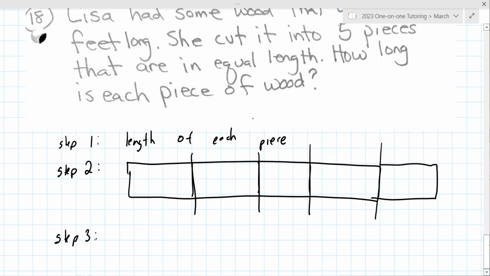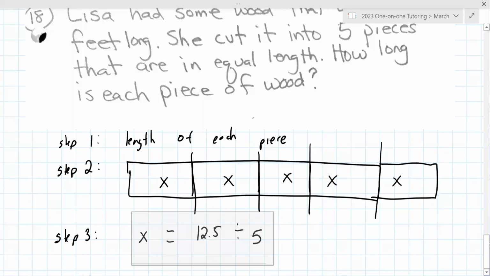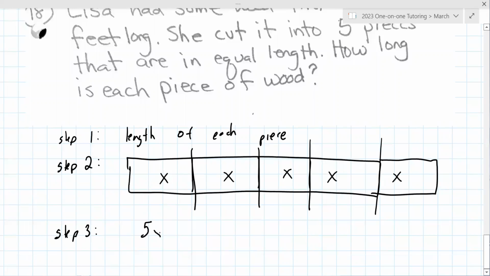Step 3 is to write an equation. Yes. So the equation this time is the length of each piece, call it X, is the total length, 12.5 divided by 5. Or actually, I think that's not how your teacher wants to do it. So I'm sorry. They want you to say 5 times X equals 12.5.